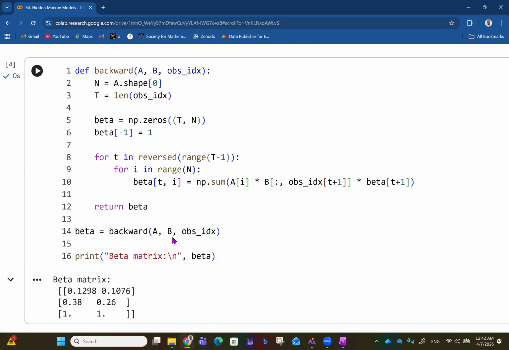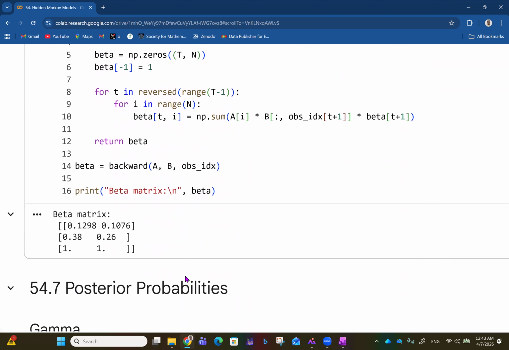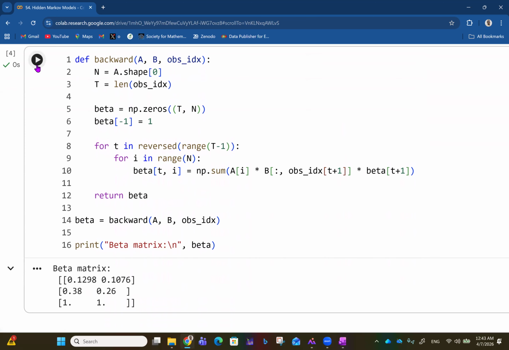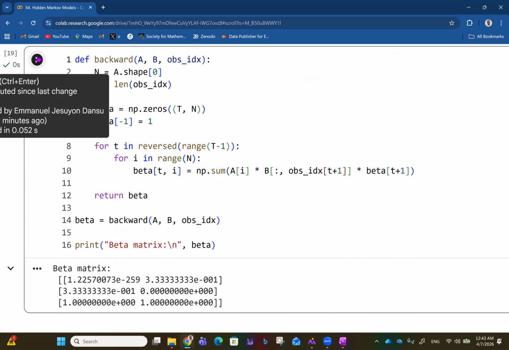So beta is backward AB, and OBS underscore IDX. Then you print the beta matrix, like that. And then you have this. As you keep running, it converges at the end of the day.